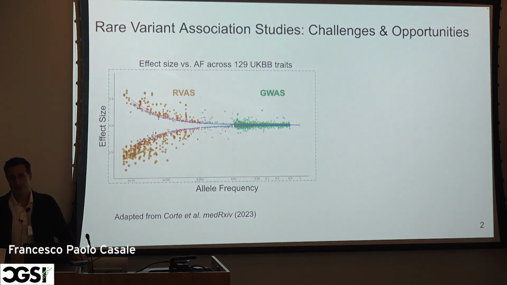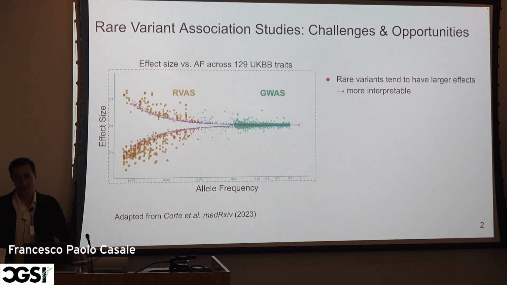So while in GWAS we typically focus on common variants, rare variant association studies look at the other side of the spectrum. In this talk, when I talk about rare variants, I refer to variants with an allele frequency lower than 0.1%. If these variants do have an effect, these effects tend to be stronger than common variants, so rare variant association studies yield results that are more interpretable.